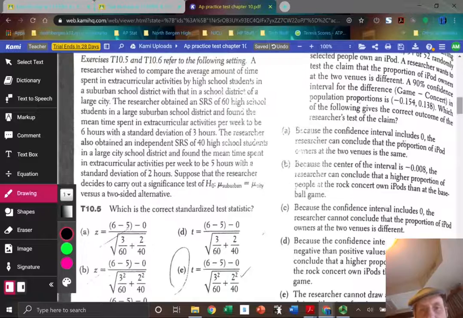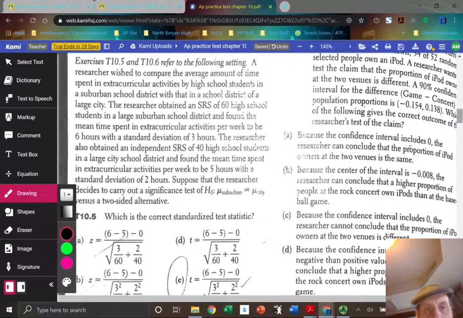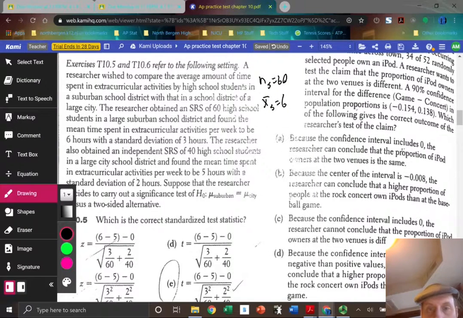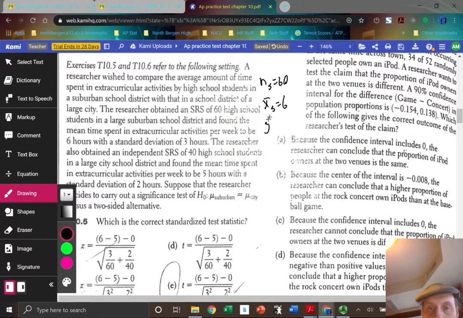Okay, let me just increase this so I have a little room to write. In a suburban school district, with that in a school district in a large city, like an urban school. The researchers found right here for a simple random sample of 60 high school students in a suburban school, right? So N sub S is 60. Found the mean time spent in extracurricular activities per week to be 6. So X bar of S equals 6. Standard deviation right here, is S sub S, is going to equal 3.